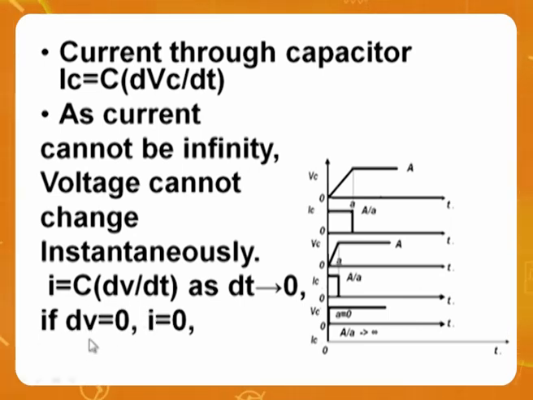If the change is 0, what does it mean? Before and after is 0, that means both are equal. There is no change. Indirectly we are saying no change in the voltage. No change in the voltage means the capacitor is not able to change. So this is what I am explaining about why a capacitor cannot change its voltage instantaneously.